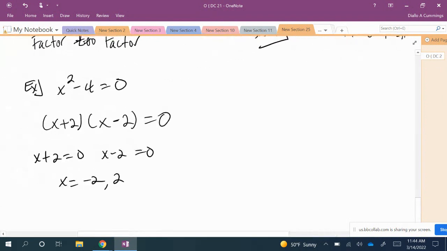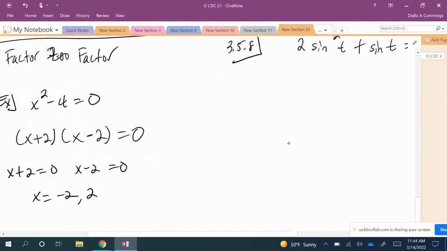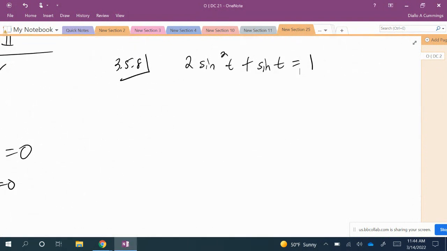Okay. So one thing about this method is that you must have your equation set equal to zero. So in other words, in mathematical language, it's called putting your equation in standard form. All right, so we're going to force it to equal zero. So I'm going to subtract 1 from both sides. So we have 2 sine squared t plus sine t minus 1 is equal to 0.